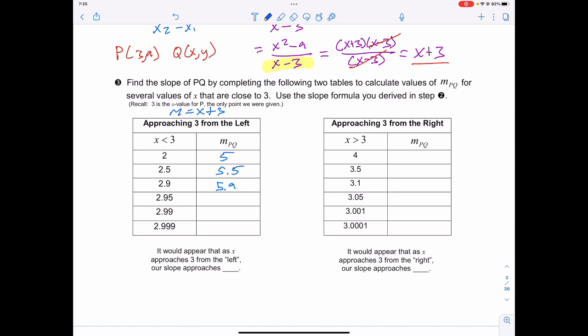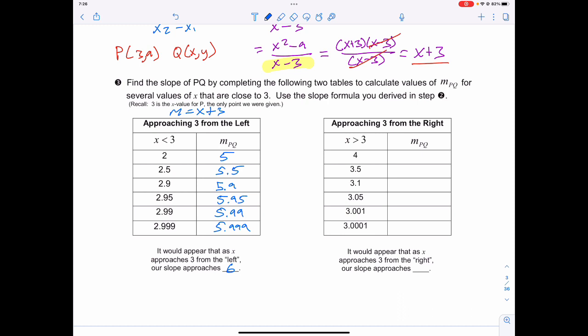If I say it's 2.95, it's 5.95. 2.99 is going to become 5.99, and 2.999 is 5.999. And logically, we can see that if we're starting from the left, below 3, the closer we get to 3, the closer the slope approaches 6.